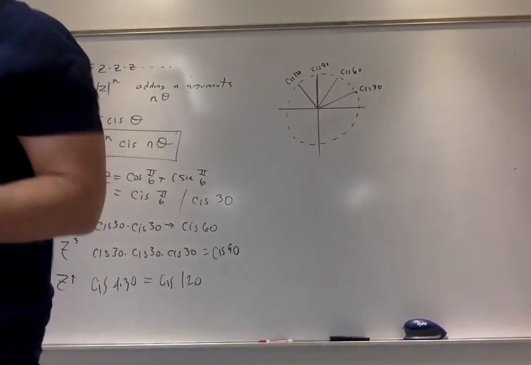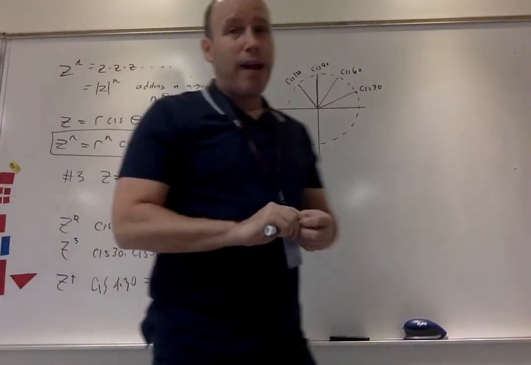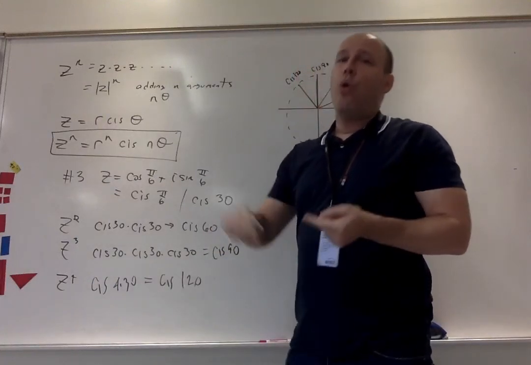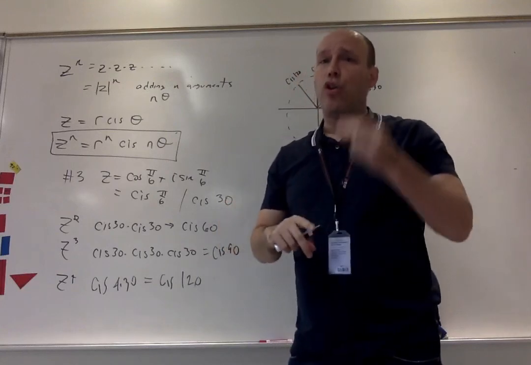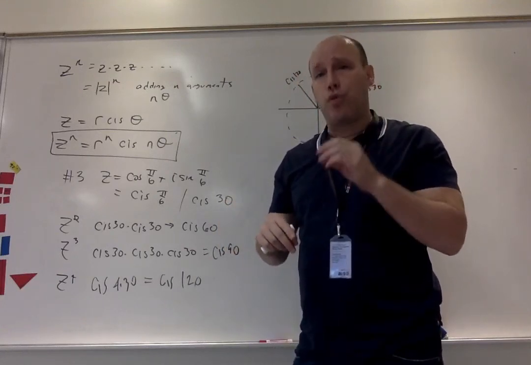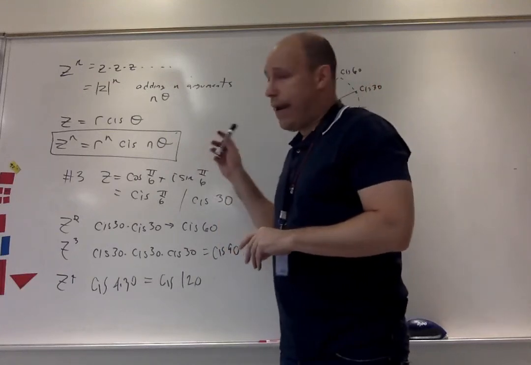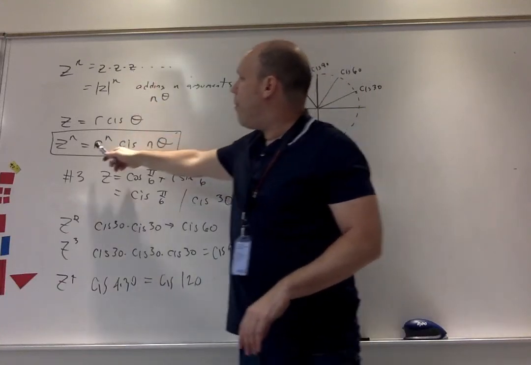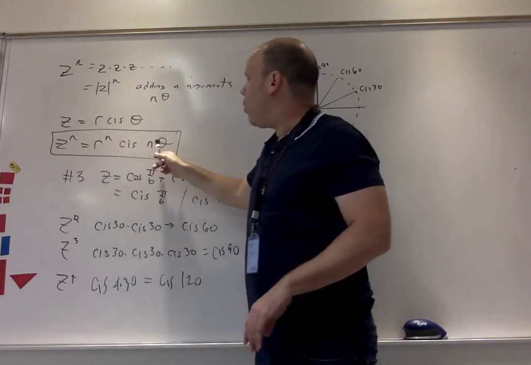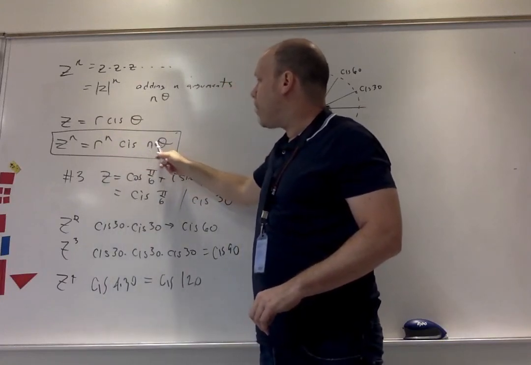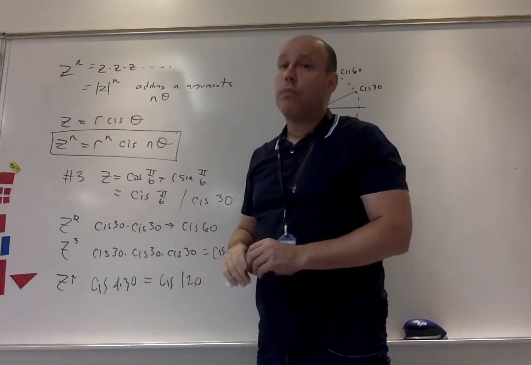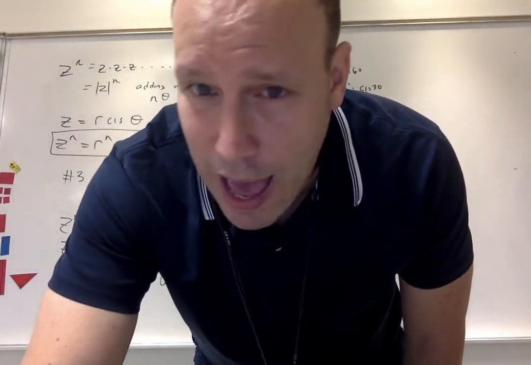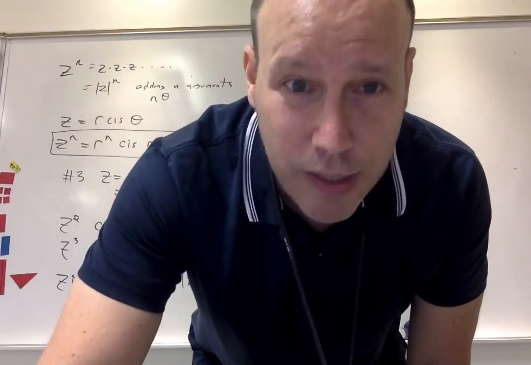So just to summarize, when you multiply complex numbers, you're multiplying the moduli and adding the arguments. When you divide two complex numbers, you're dividing their moduli and subtracting their arguments. And when you raise a complex number to a power, you're raising the modulus to the power, but you're multiplying the argument by that power. Good. Practice 15F, and I'll put some other problems up because this is so important.